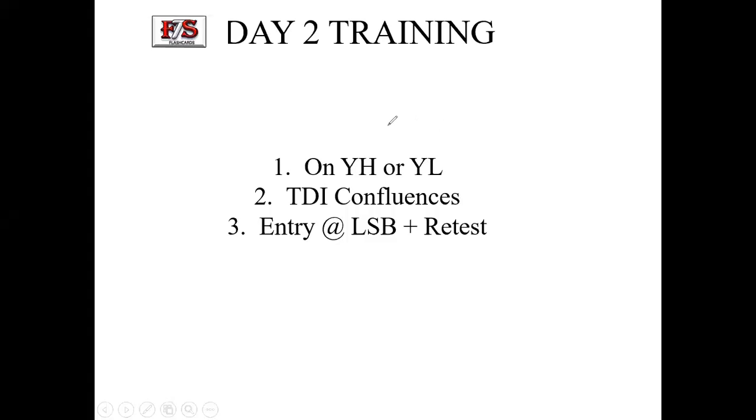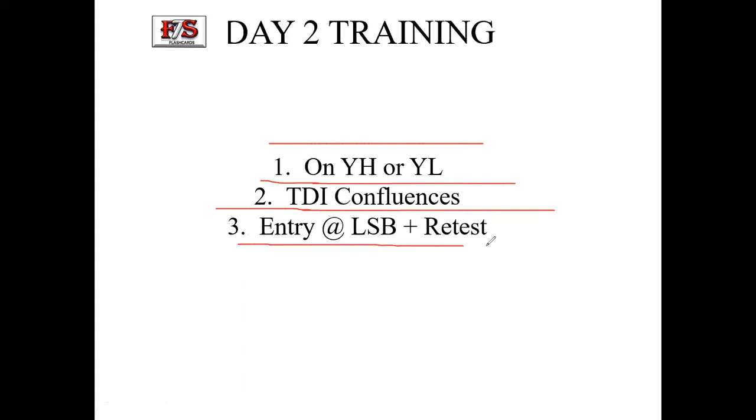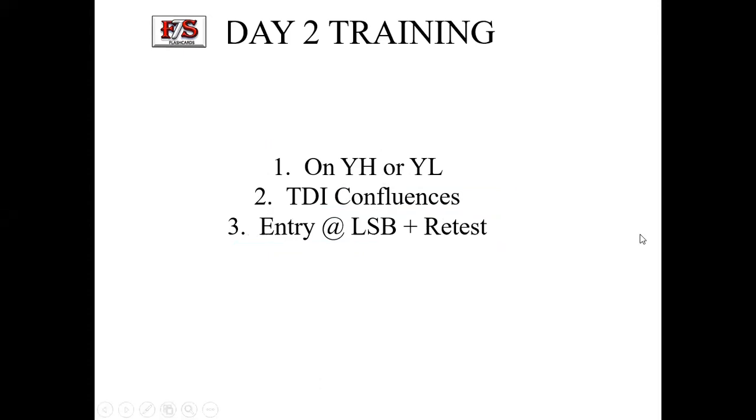Now, these are the three core confirmations of outside the range. One, price at yesterday's high or yesterday's low. Two, TDI confluence. It might be shark fin or blood or water. And three, this entry usually is LSB plus retest. Now we'll focus on one of them. We'll talk on yesterday's high. Let's see how it goes.